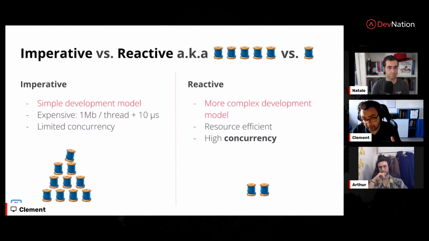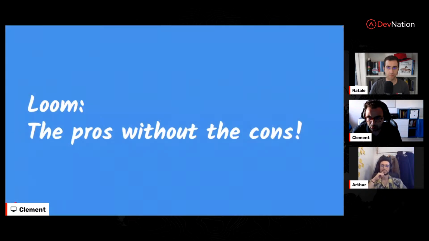Reactive, well, it's a more complex development model, let's be clear. But it's a lot more resource efficient. It can handle a lot more concurrency. It uses a lot fewer threads, and it works very, very well when you have constrained environments such as containers or small cloud machines. So, right, but what about Loom?